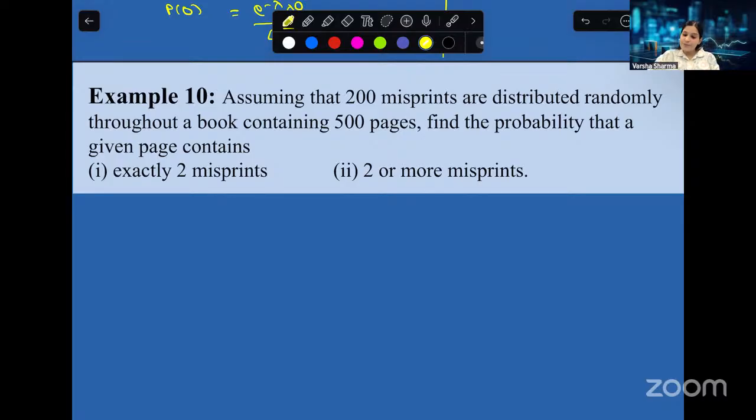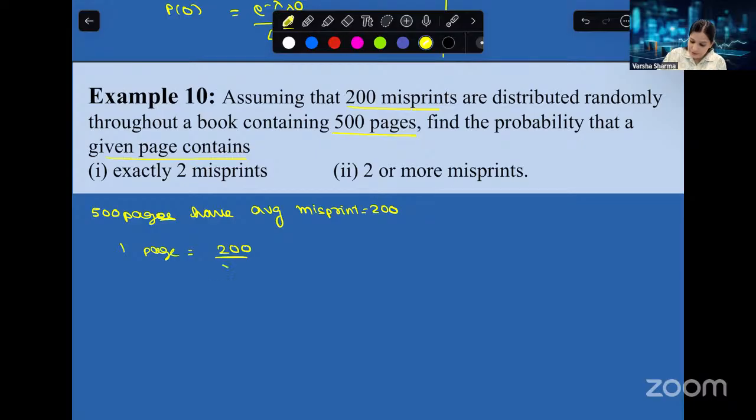Next. Assuming that 200 misprints are distributed randomly throughout a book containing 500 pages. So for 500 pages, errors are 200. What is the probability that a given page? Now the sum is for one page. So we'll find the average for one page and that will become my lambda. 500 pages have an average of 200 misprints. One page will be 200 by 500, 0.4. So lambda is 0.4.